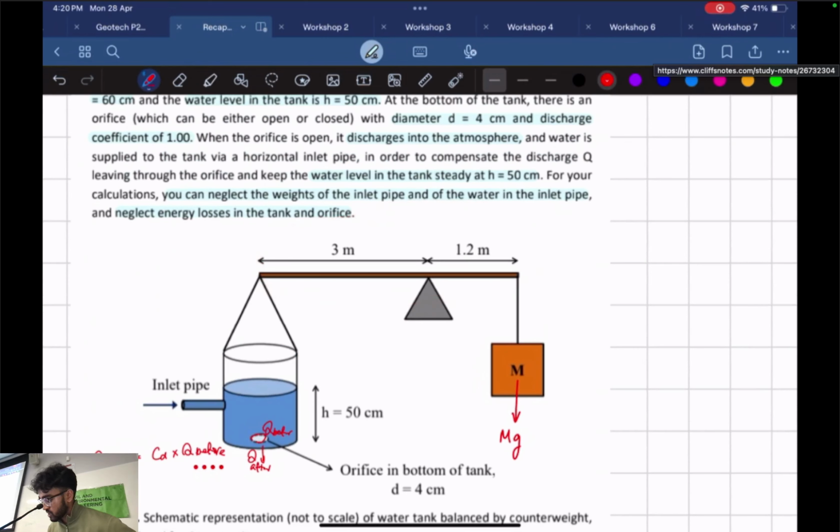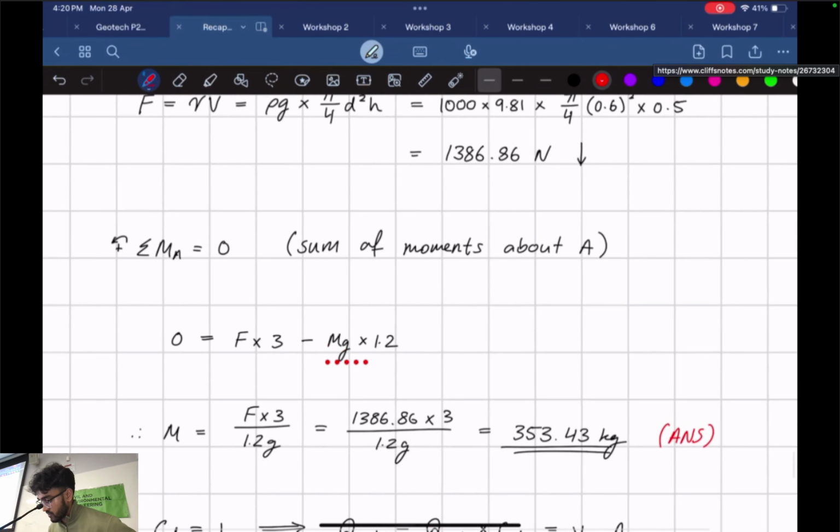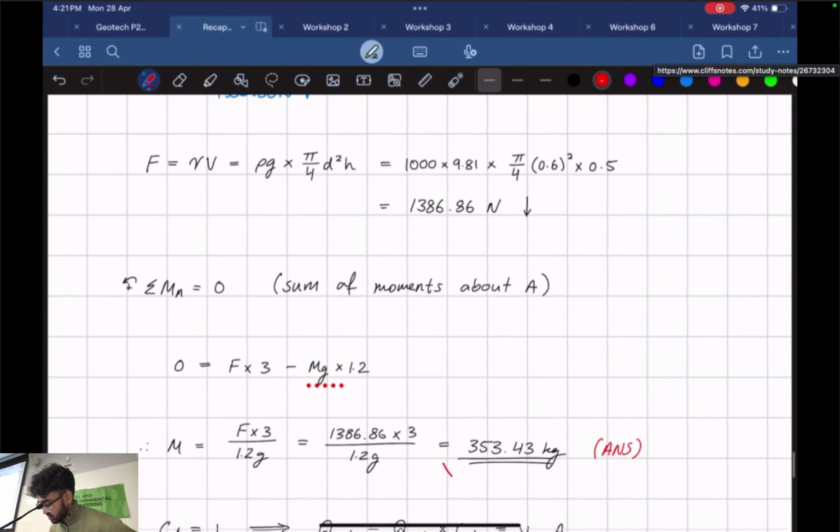So if we draw a free body diagram, essentially, it's going to look like this. Oh, horrible. Okay. Do some moments and you can find your m value, which you get to be... make sense? Any questions about this so far?